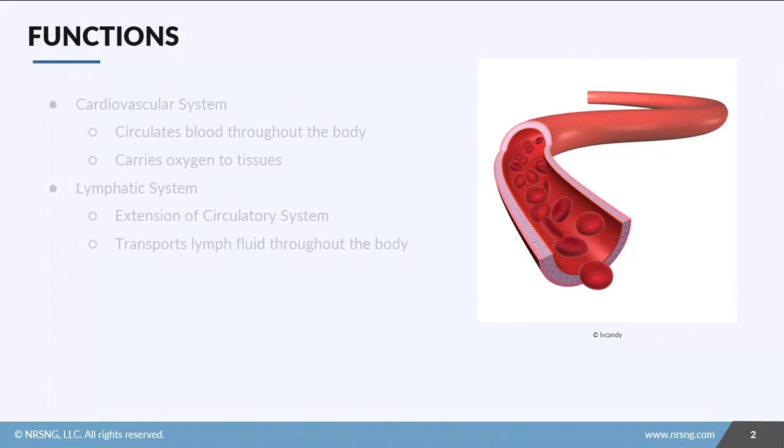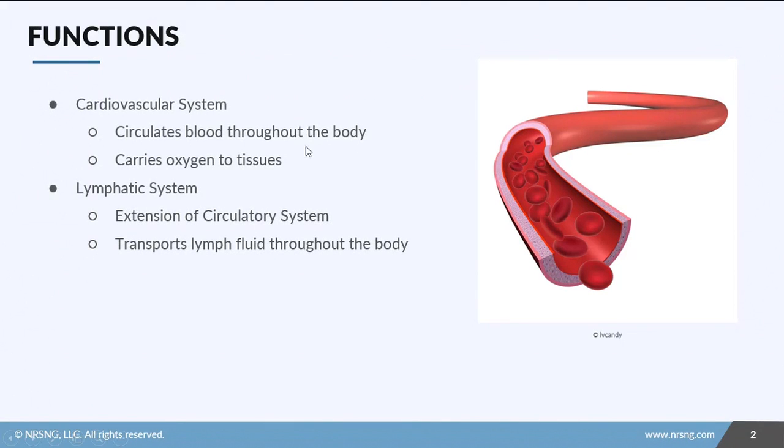In this lesson, we're going to take a look at the circulatory system and all of the overall components. When we start talking about the circulatory system, we're looking at two different parts. You've got the cardiovascular system and then the lymphatic system. With the cardiovascular system, the responsibility is to circulate blood throughout the body. It's also going to carry oxygen to tissues. It's also going to be responsible for transporting other nutrients and removing waste from different tissues as well.